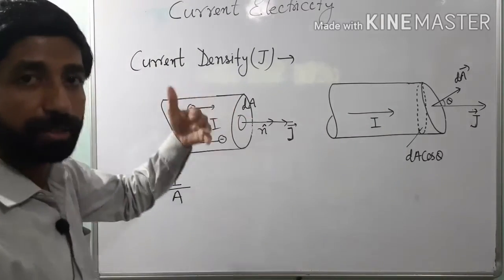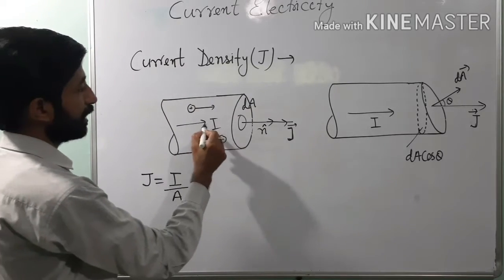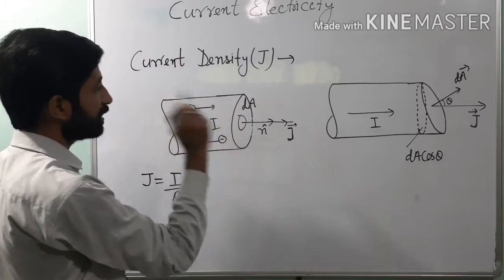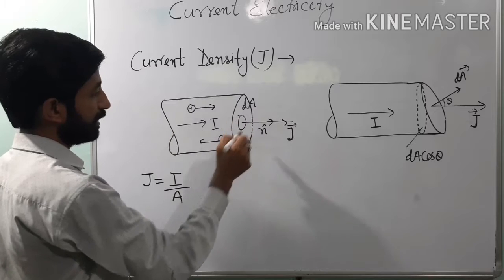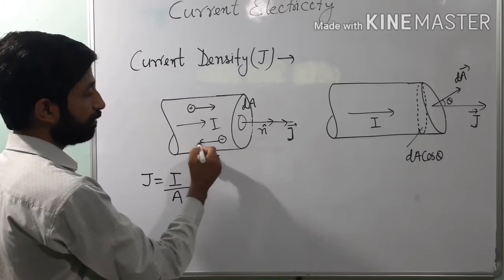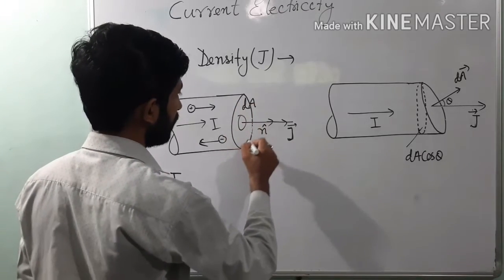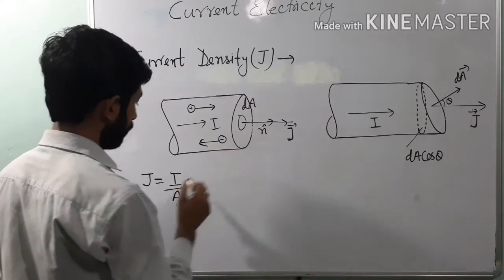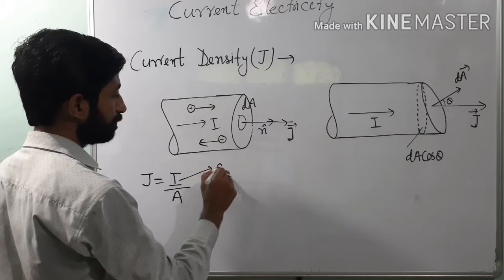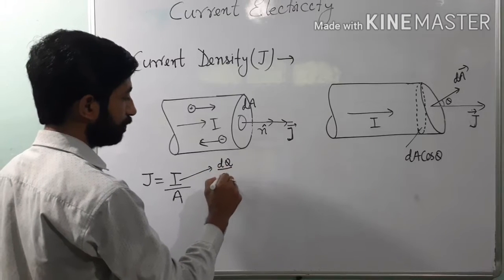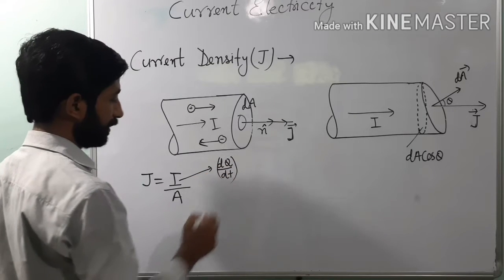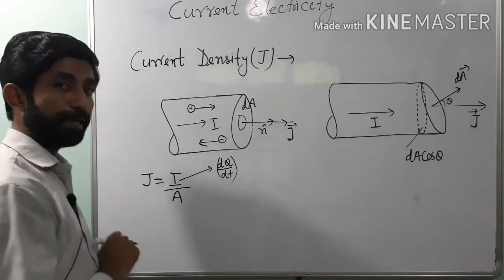Consider we have a small conductor. This is a part of that conductor shown to you, and this is the direction of current. If the positive charges are there, they will move in this direction. If the carriers are negative, they will move in opposite direction. And this is the cross section area of the conductor. So we know the current is what? dq over dt, and it is further divided by A.